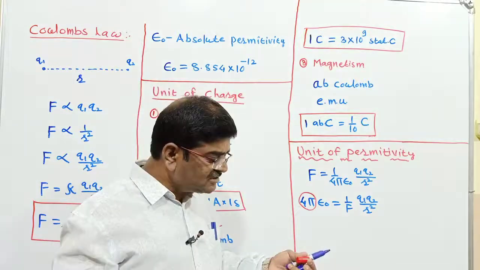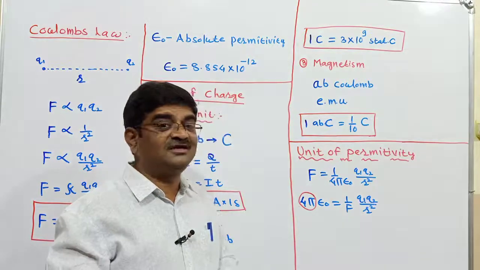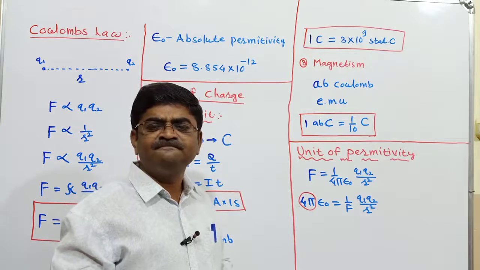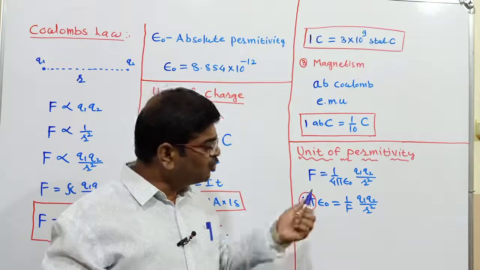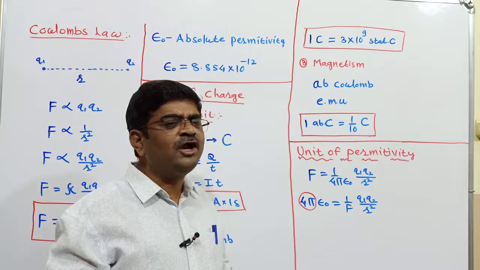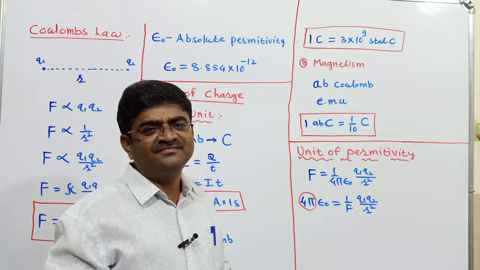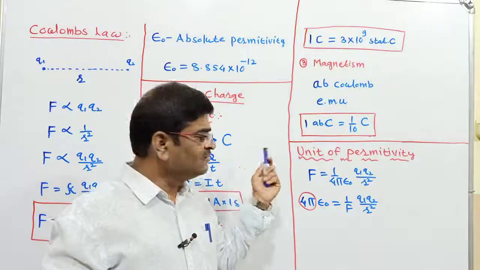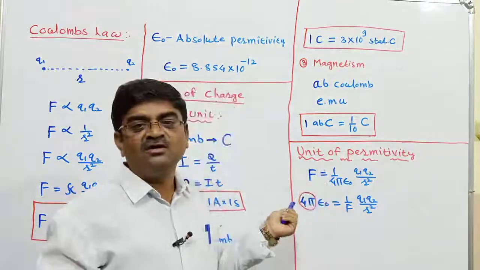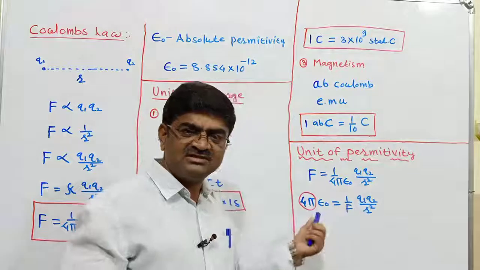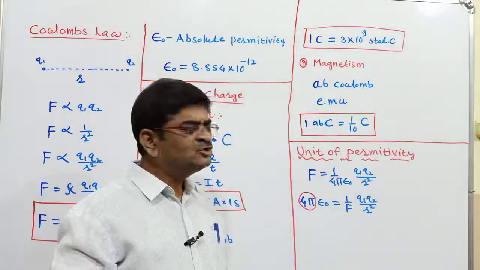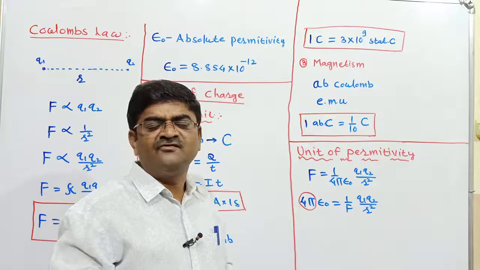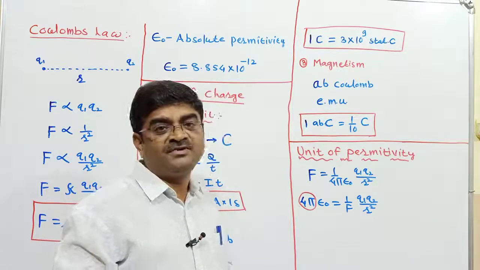And whatever the terms I have got on the right hand side, all of them are very much familiar to me. I know the unit of every individual term on the right hand side. About charge, just now I have spoken. Force, already you are well known. Distance is a known unit. So let us substitute all of them so that we can arrive at the unit of permittivity.